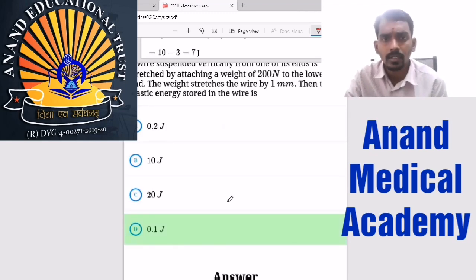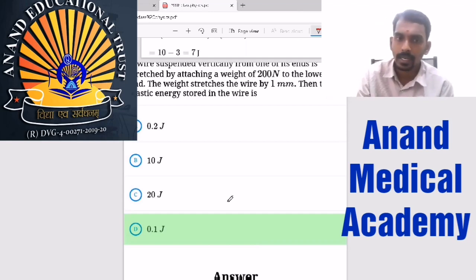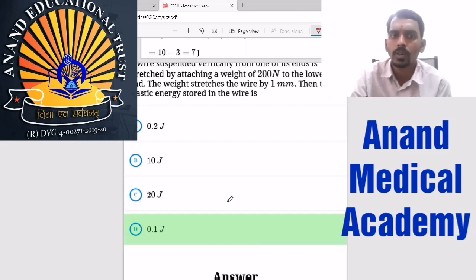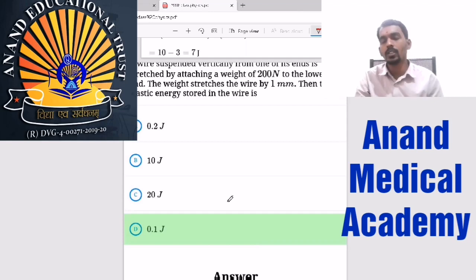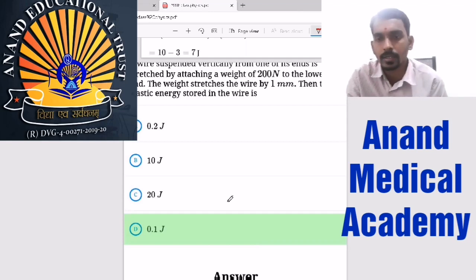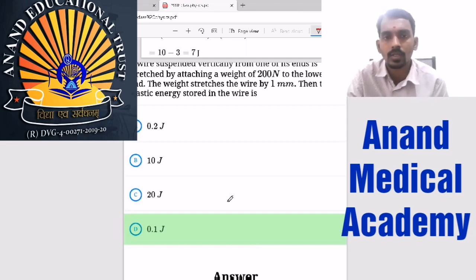Now, a wire suspended vertically from one of its ends is stretched by attaching to it. So it is one simple question from mechanical properties of solids, elastic potential energy. One of the important topics in mechanical properties of solids is Young's modulus and elastic potential energy. Most of the times they asked questions.